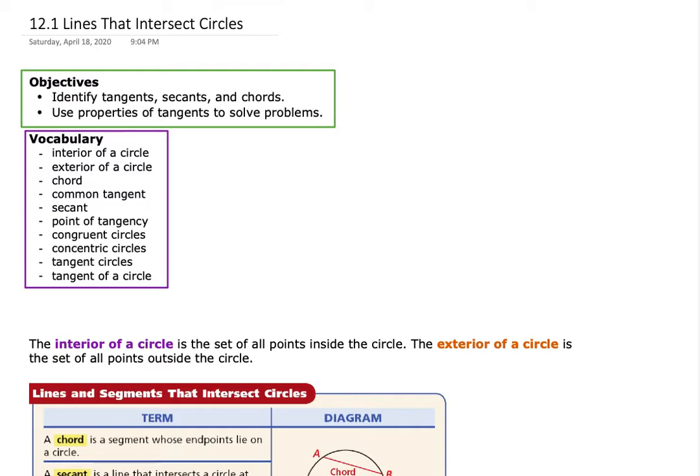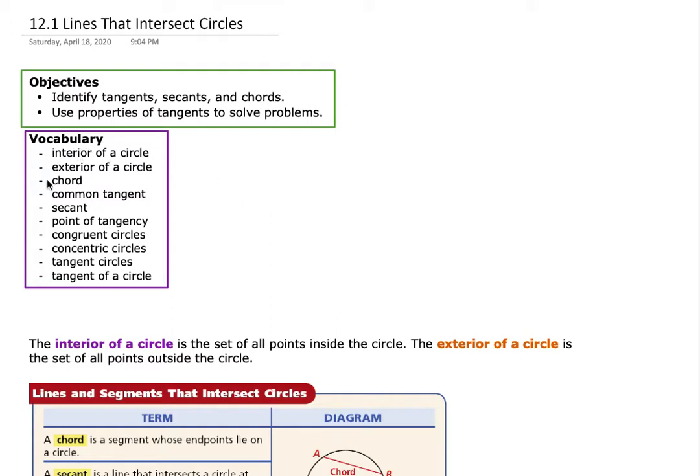The objectives for today are going to be identify tangents, secants, and chords. And then we'll use some properties of tangents to solve problems. Okay? So this lesson is lines that intersect circles. And my guess is that some of these words are new to you, not chords, I'm sure, but tangents and secants, to actually know exactly what those mean relating to geometry.